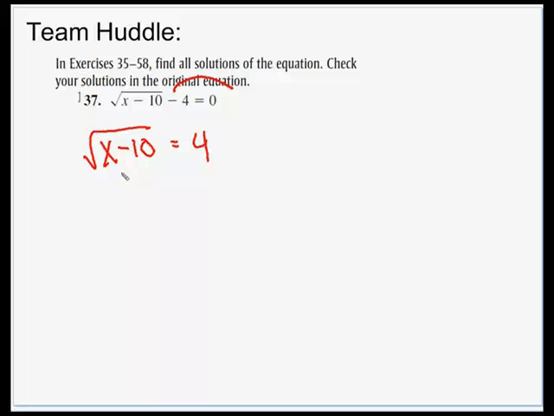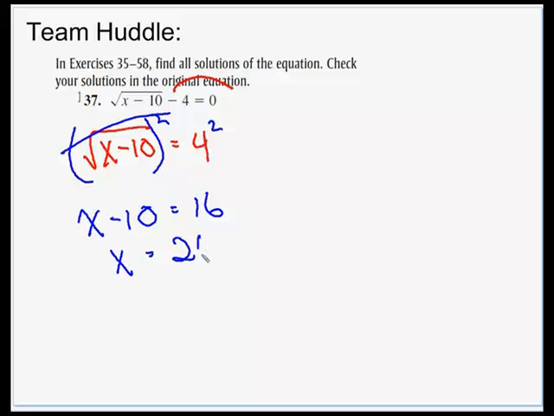So we have the radical isolated, the 4 is on the other side, and now we square both sides. And this will be nice because over here it's just a 4 squared. We don't have to FOIL anything out. So the radical and the exponent here will cancel, and we'll have x minus 10 is equal to 16. And we'll add 10 to both sides and get x equals 26. That wasn't bad at all.